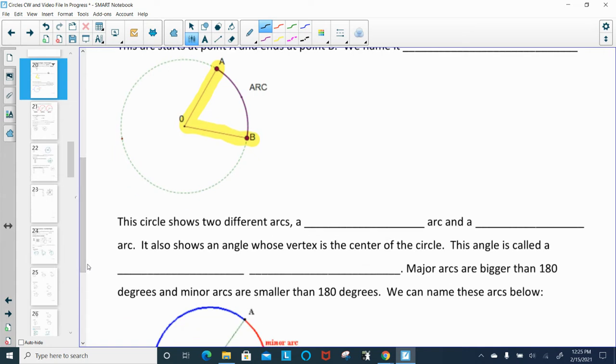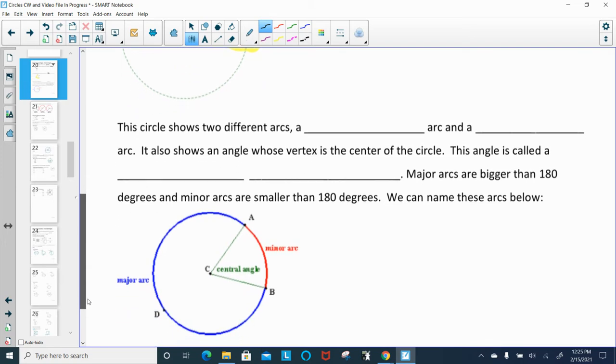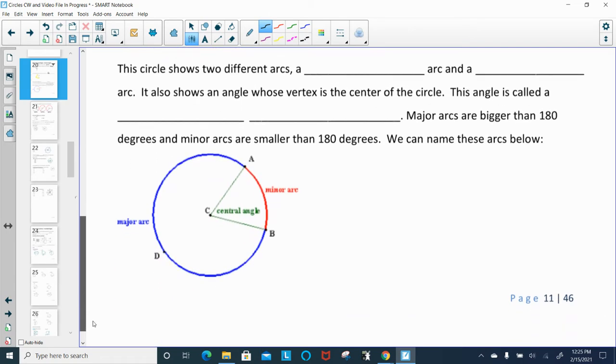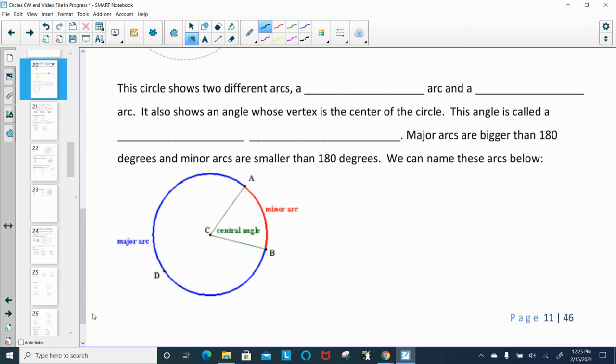Now, if we consider that this arc could potentially look different, just because it has those letters, doesn't mean it's always going to look that way. If we look at this red and blue and green circle on my screen, I believe it's black and white in your packet. This circle actually shows two different arcs. We have a minor arc, which is smaller, and a major arc in the blue, which is much bigger.